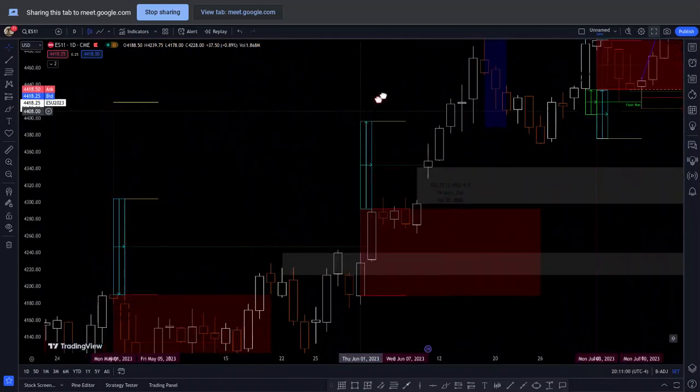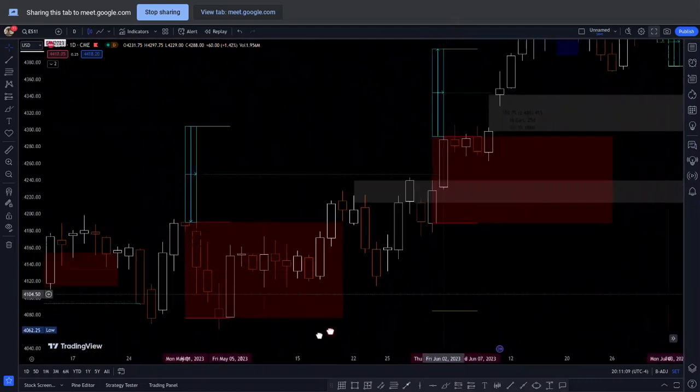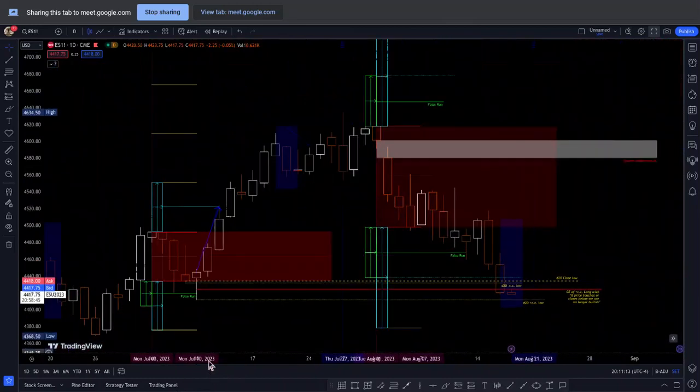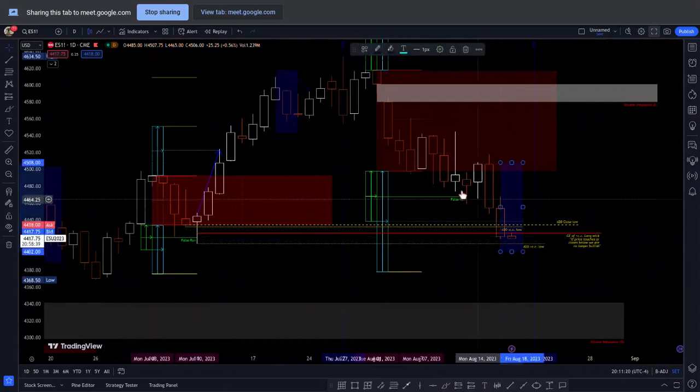I'm just now marking up ES, or US30, but I'm sorry, S&P 500. So this right here, like I was showing you before, you're going to have to mark up S&P 500 because it's the leader. Like this was leading US30 the whole time, like I showed in that video.